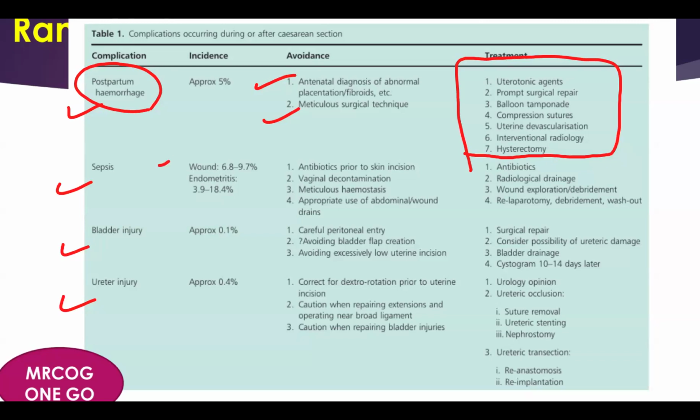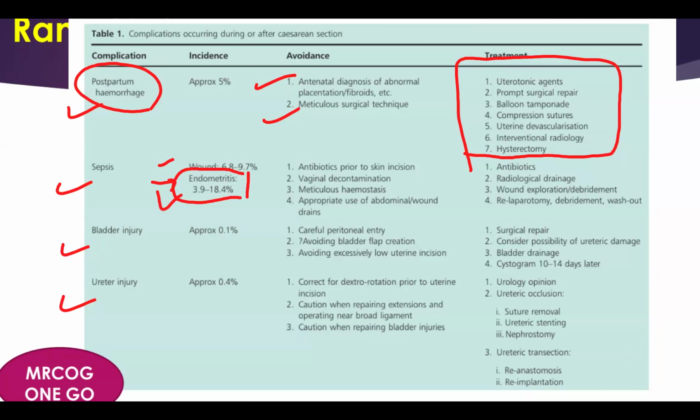Wound sepsis can happen in around 6.8 to 9%. Endometritis, which is common, can happen in around 4 to 18%. Right? Endometritis, how to diagnose? We don't have any blood test for that, but the patient will come with bleeding, might come with high temperature, and CRP will be a little bit higher than normal, white blood cells as well. And the treatment is usually with antibiotic, right?